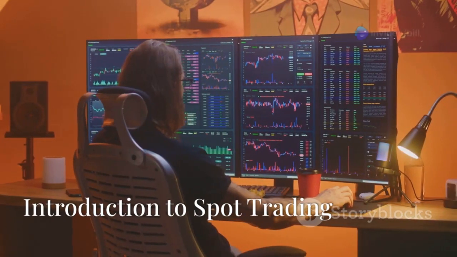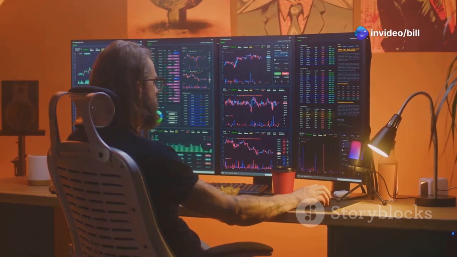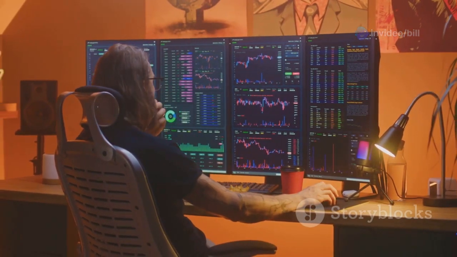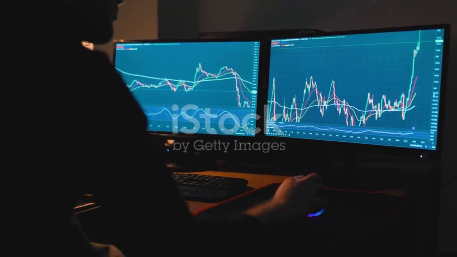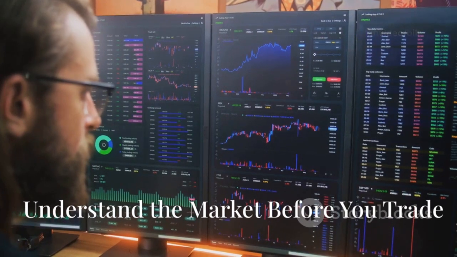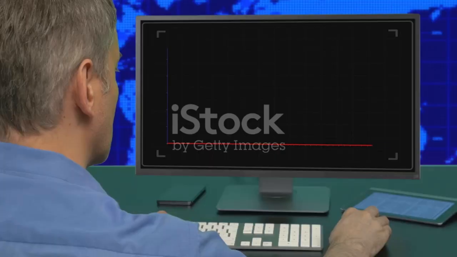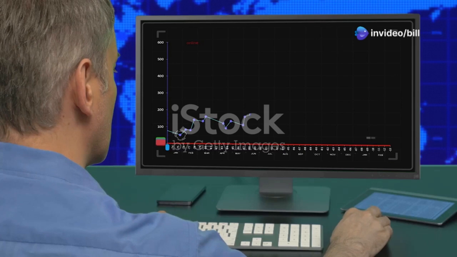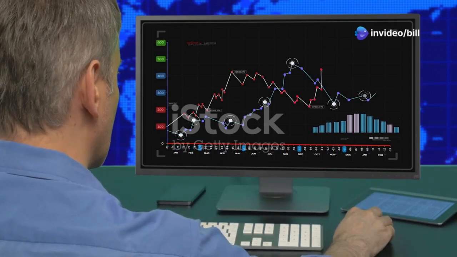How to avoid costly mistakes in spot trading. Proven strategies for success. Spot trading, one of the simplest forms of trading, involves buying and selling financial instruments like stocks, cryptocurrencies, or commodities for immediate delivery. While it offers significant opportunities for profit, it also comes with risks that can lead to costly mistakes if not approached wisely. This guide outlines proven strategies to help you navigate the world of spot trading effectively and avoid pitfalls.